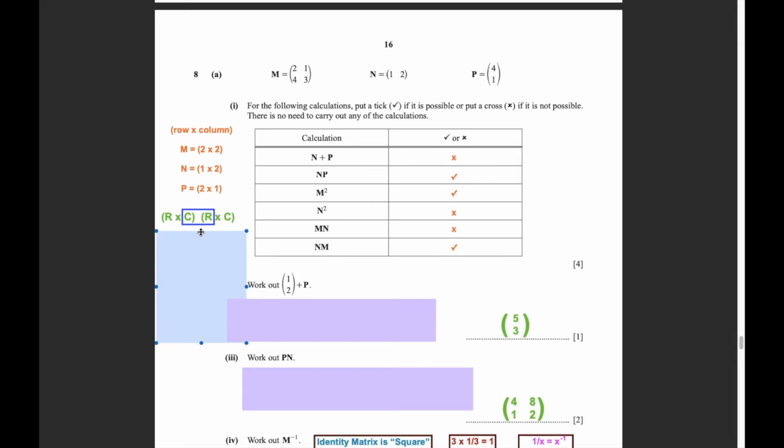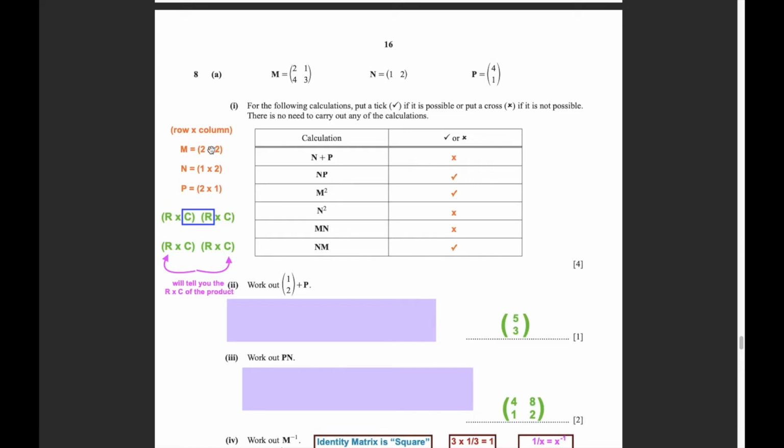You can move forward with the calculation. Now, when dealing with the outside parts, that will tell you the row and column of the product. So if we were actually to go about this calculation of N times P, the final answer would have a row of 1 and a column of 1. Okay? Alright, so let's move on.